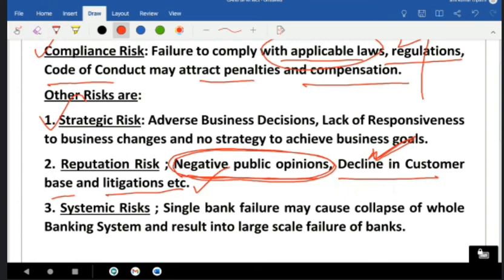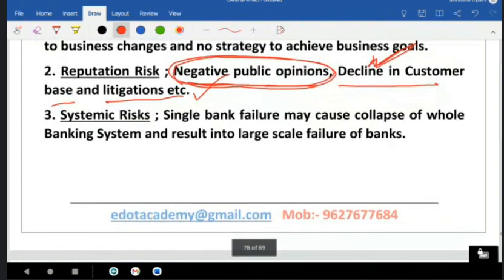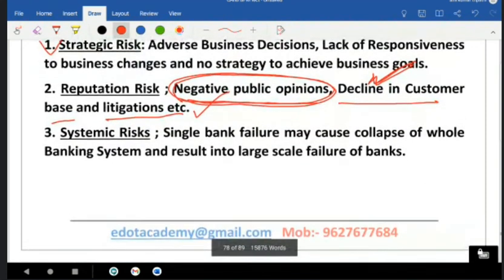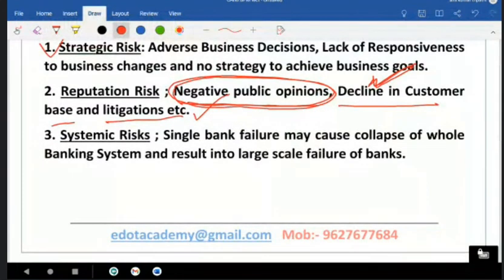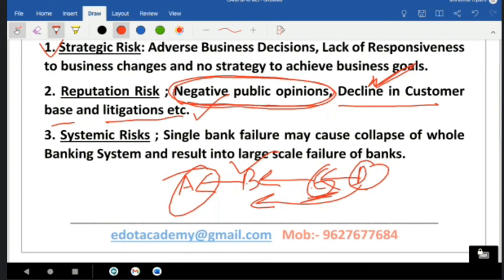Systemic risk: a single bank failure may cause collapse of the whole banking system and result in large scale failure of banks. So systemic risk is the risk which arises due to a chain. One chain is there, no? A, B, C, D. Because B has taken advance from A, C has taken advance from B, and D has taken advance from C, or D has taken advance from B also. Now if D is failing, that means D is not paying, so C will fail. C will fail, then B will fail, and if B fails, then A will fail. So that means the whole banking system will fail. This is called systemic risk. That means a chain is there.